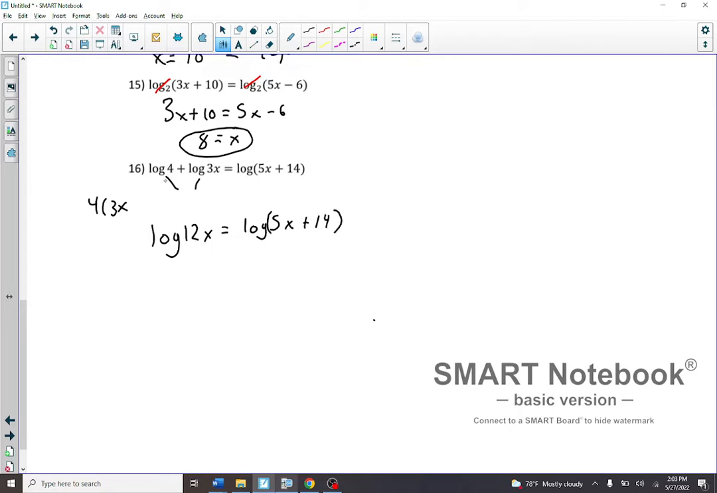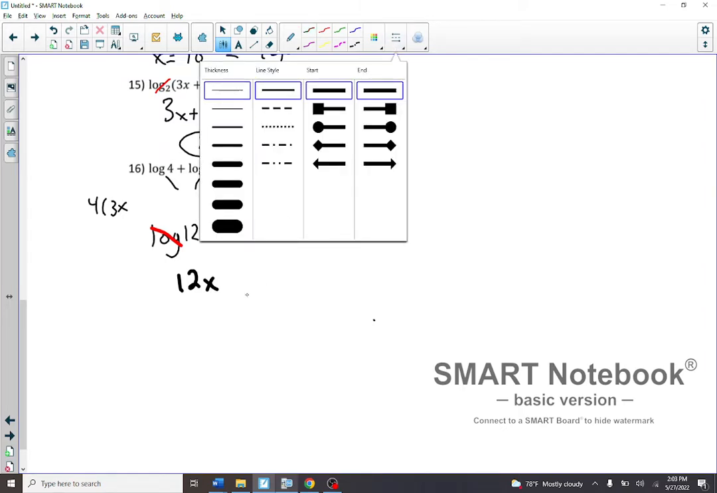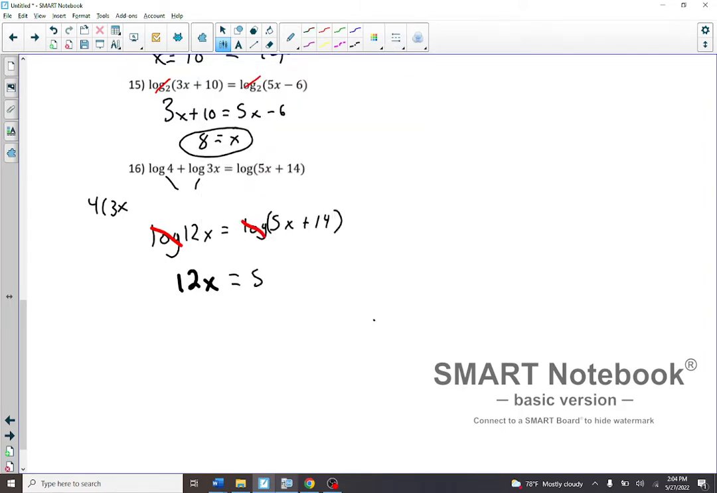And trust me, I'm going to put the fake answer, as if you did 4 plus 3x equals 5x plus 14, there on the multiple choice, so make sure you don't fall for that. Cross out the logs on both sides. So I get 12x equals 5x plus 14. A little bit of algebra, x equals 2.